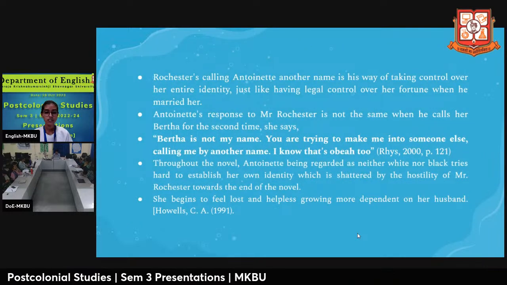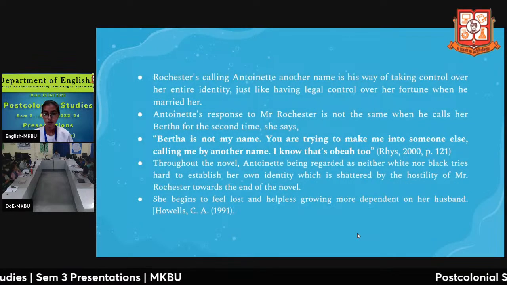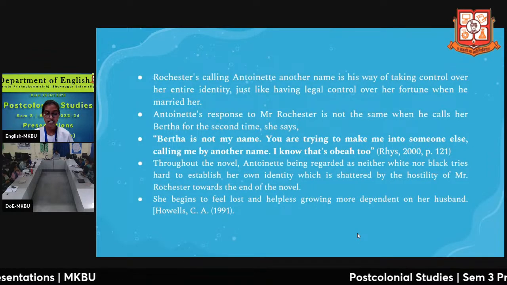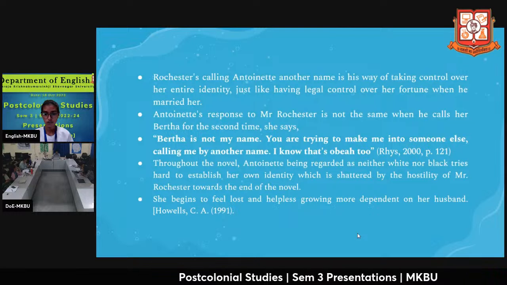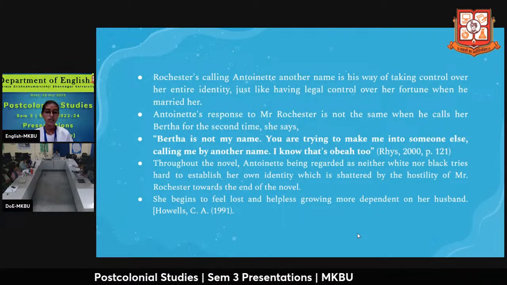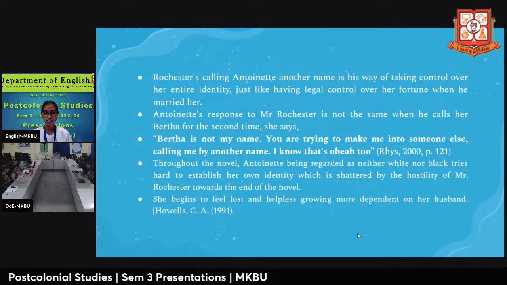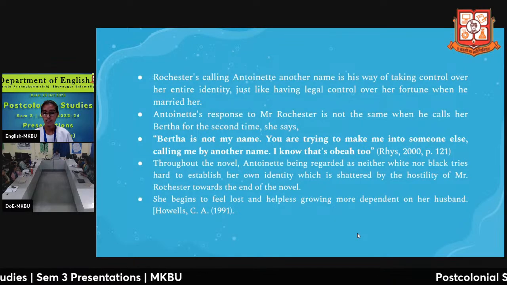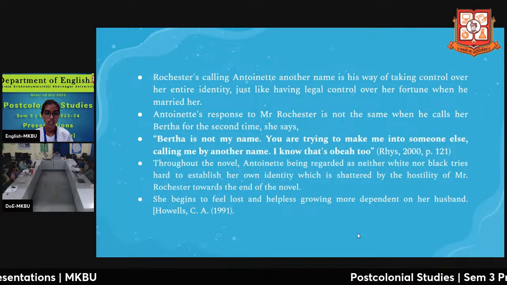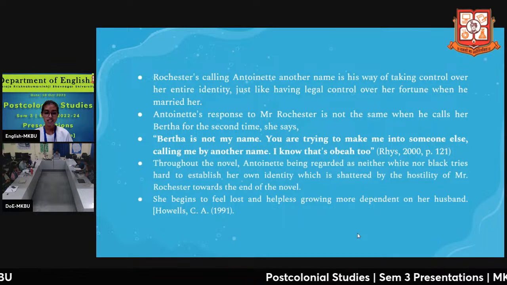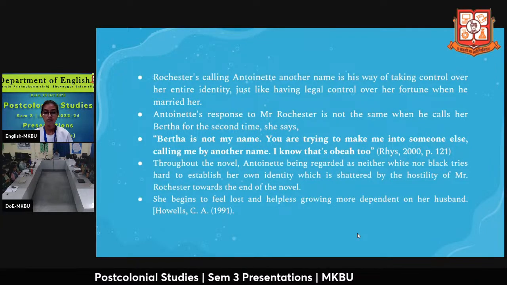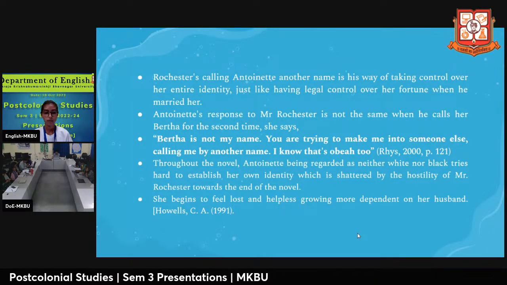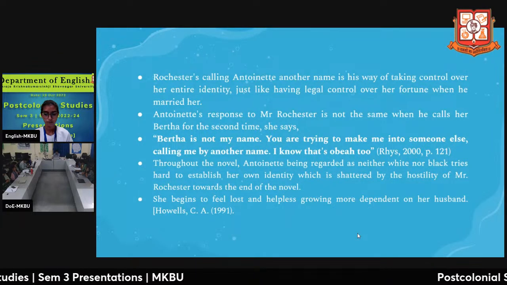Rochester's calling Antoinette another name is his way of taking control over her entire identity, just like having legal control over her fortune when he married her. Antoinette's response to Mr. Rochester is not the same when he calls her Bertha for the second time. She says, Bertha is not my name. You are trying to make me into someone else, calling me by another name. I know that's obeah too.